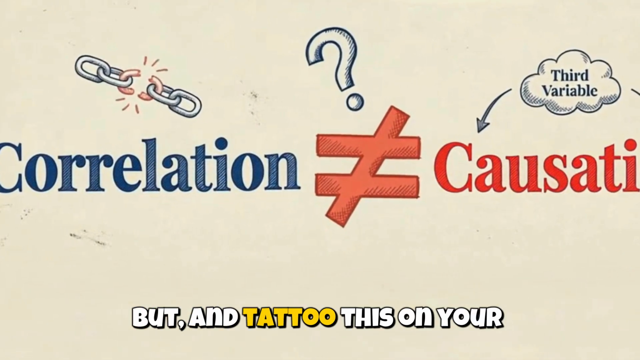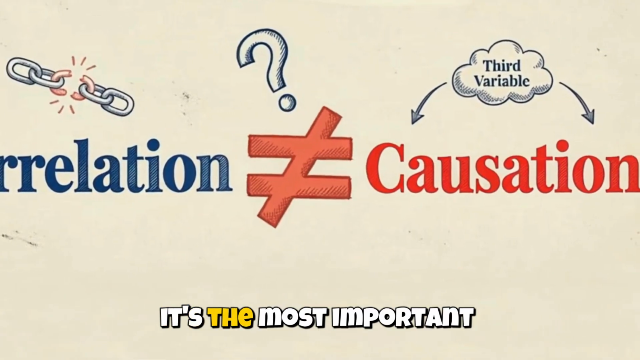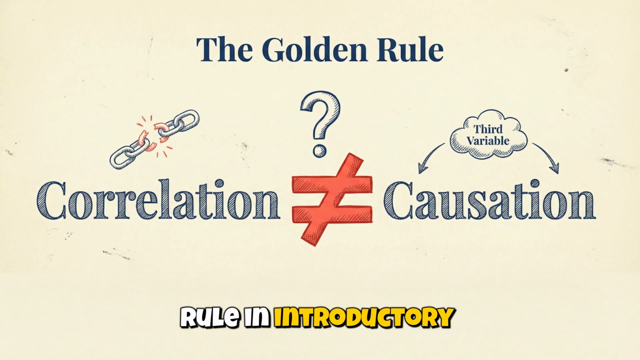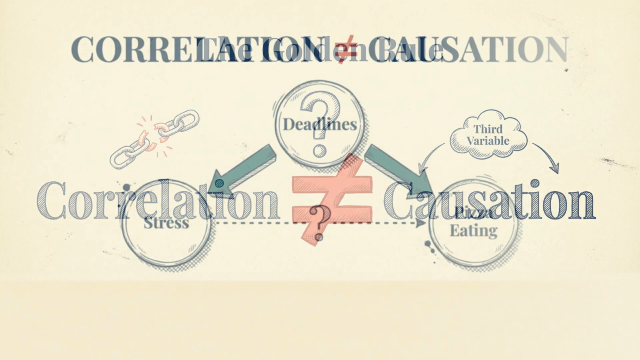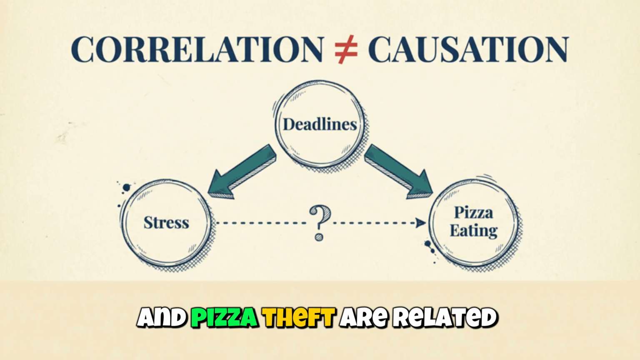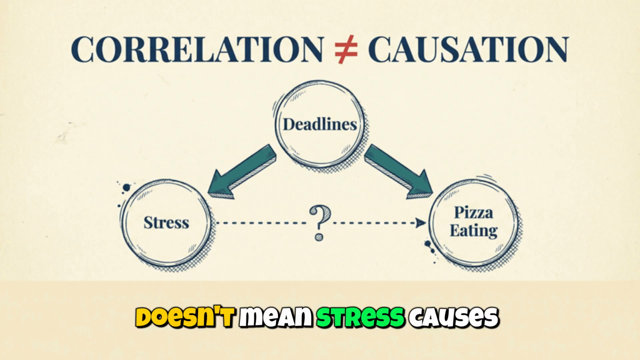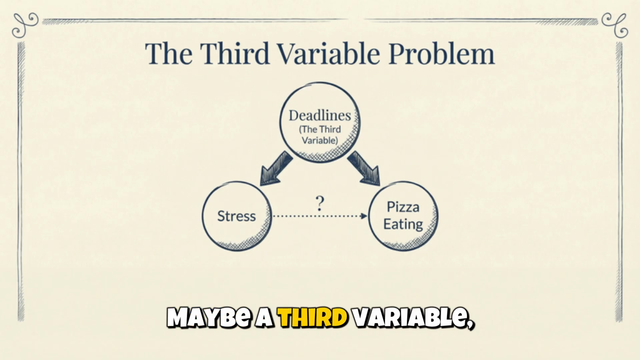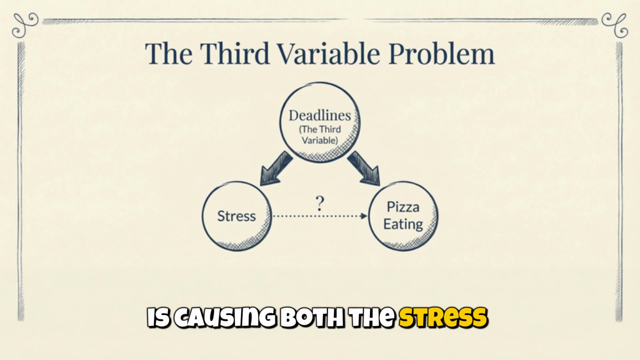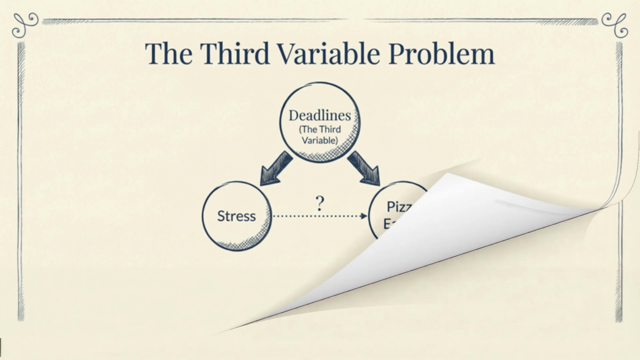But, and tattoo this on your brain, it's the most important rule in introductory psychology. Correlation does not equal causation. Just because stress and pizza theft are related doesn't mean stress causes pizza theft. Maybe a third variable, like looming deadlines, is causing both the stress and the pizza eating.